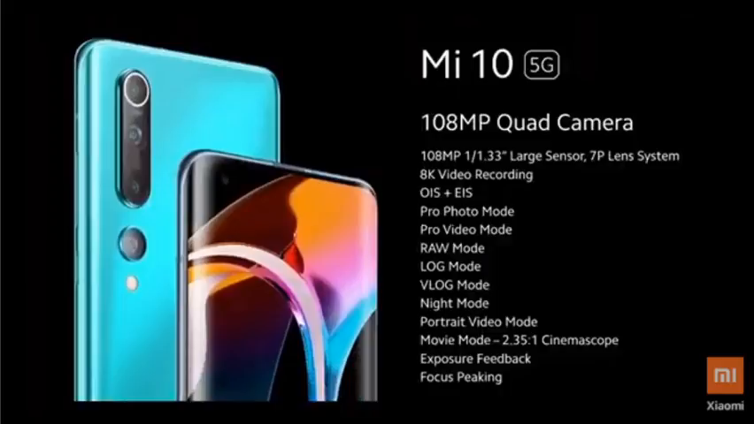To sum it up, the Mi 10 uses a large 1x1.33-inch 108 megapixel sensor as its primary camera, along with a 7P lens system. It is also one of the first few phones to offer 8K video recording. We have also built in a shoot steady mode, which combines OIS and EIS to produce some really stabilized footage. With that, you get a completely reworked night mode, a new portrait video mode, a movie mode, along with multiple exposure level controls and focus peaking.